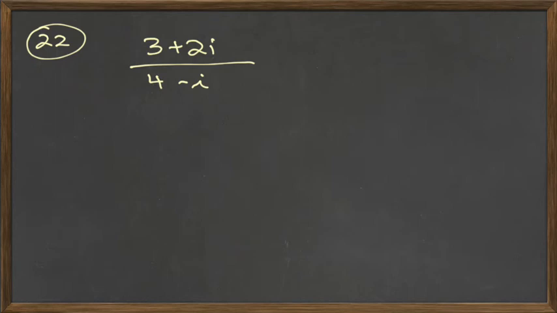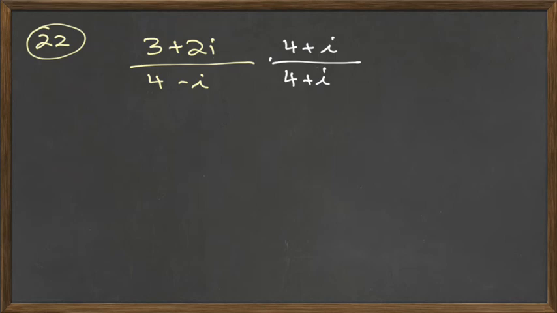What would you have to do here in order to simplify that? You multiply by the conjugate, which is 4 plus i. And don't you forget it. Multiply by the conjugate. You've got to get rid of the i in the denominator.